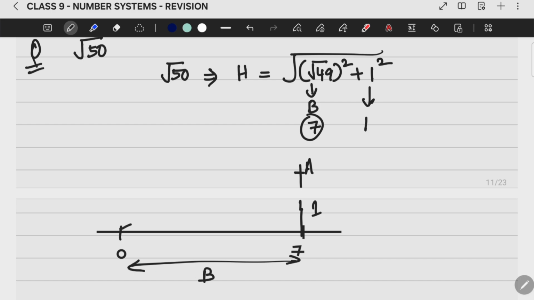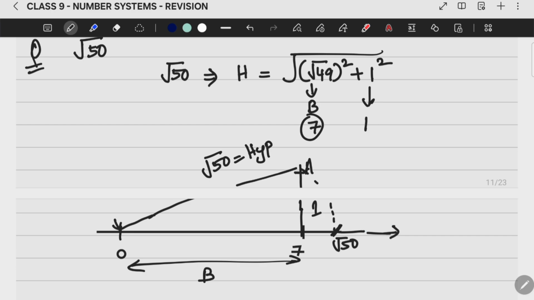Just join 0 to A. So this will be root of 50, which is nothing but your hypotenuse. Keeping your center at O and the radius as OA, make sure you cut the number line. So this will be root of 50, the length of root of 50 on your number line. This is how you have to do it.